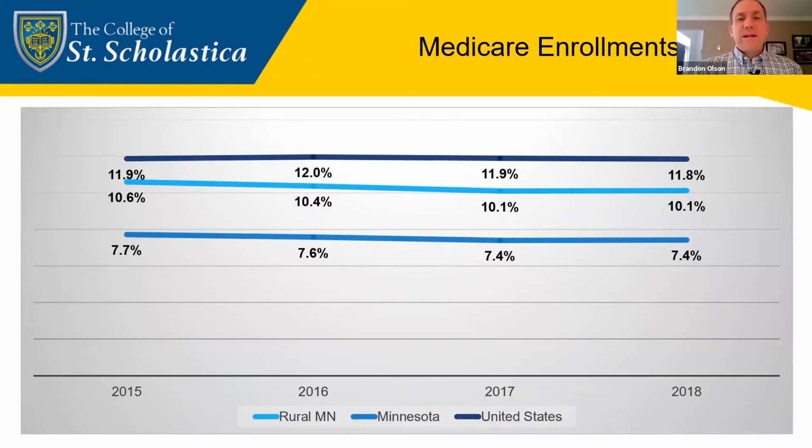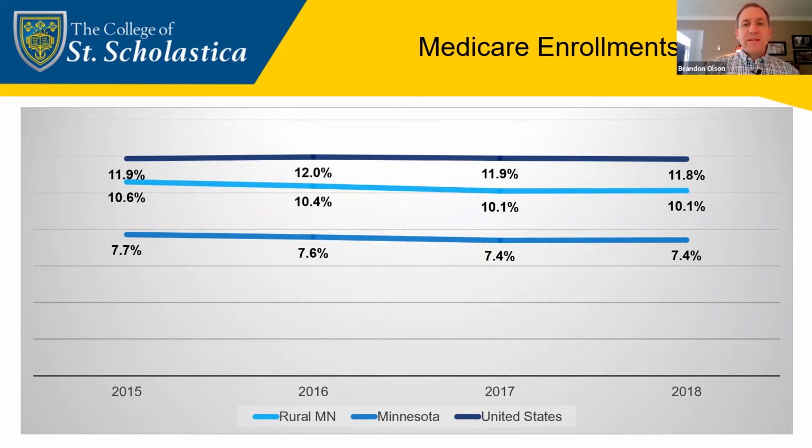So enrolling in Medicare. What we're seeing here is that enrollment in Medicare has been pretty consistent between 2015 and 2018 at about 11.9% for all of the United States. We're seeing pretty steady but slightly declining enrollment in Medicare in rural Minnesota, and the same for all of Minnesota.